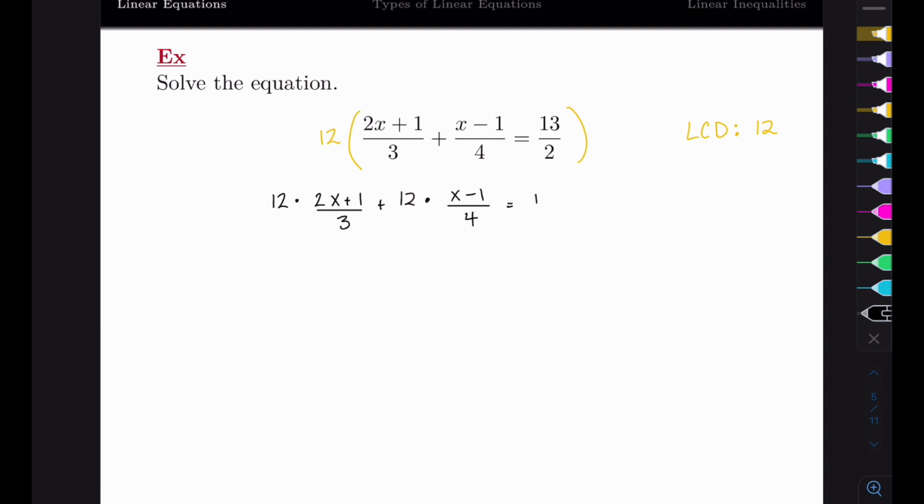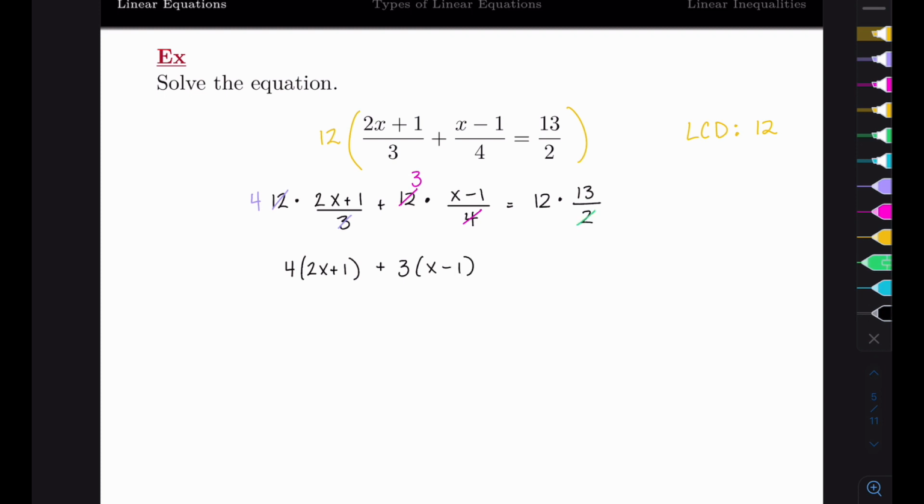And then here we have 12 times 13 over 2. On this first one now, when I take 12 over 3, it's going to leave us with 4. So we're going to get 4 times that numerator. For the second one, 12 over 4 gives us 3. So we're left with 3 times the numerator.